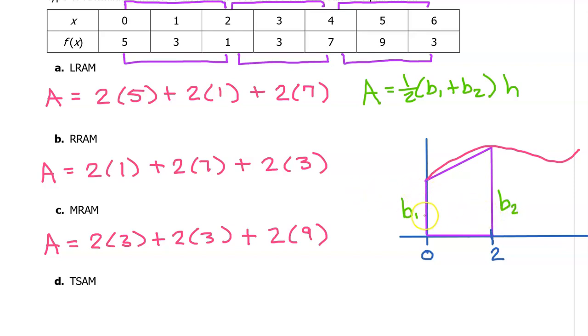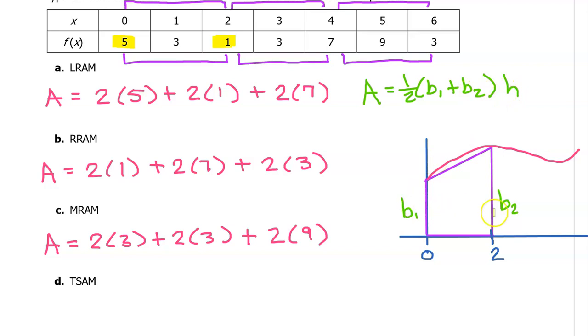Where will I find base 1 and base 2 on the chart? So notice that base 1 is the height of the function at 0, or the value of the function at 0. So this is actually the length of base 1. Similarly, base 2 will be the height of the function at 2. All right, so it's going to be the value of the function on the other side of the interval. So I've got base 1 and base 2.